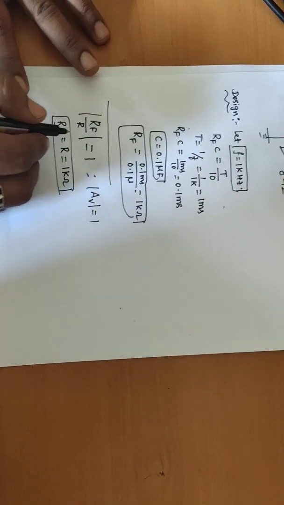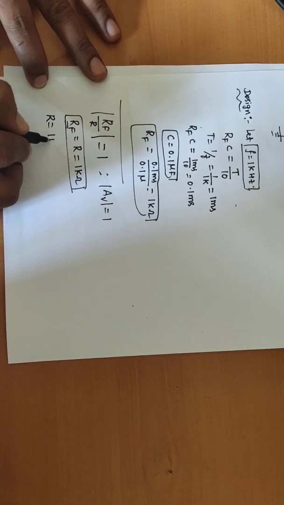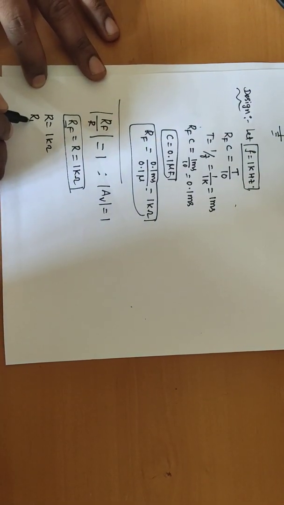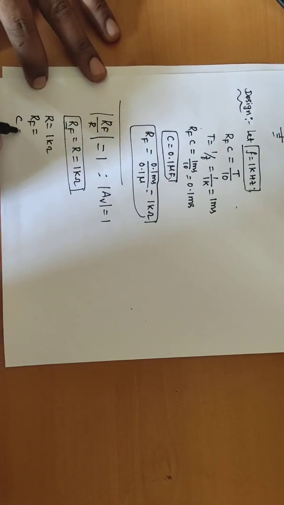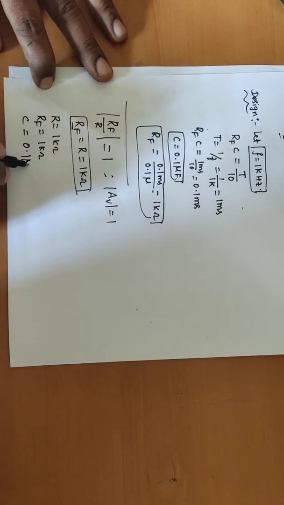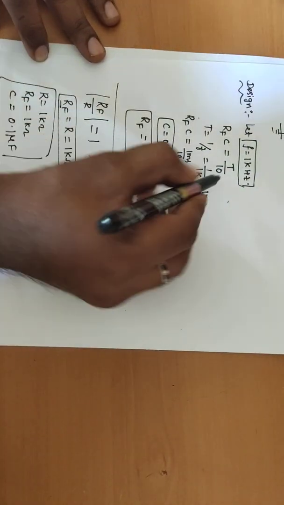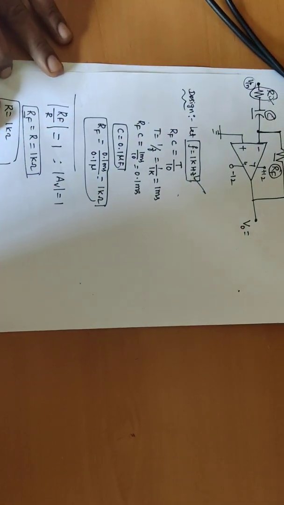Therefore, the design parameters of the differentiator circuit are R equal to 1 kilo ohm, and the main elements for the differentiator, that is RF and C, these two values are 1 kilo ohm and 0.1 microfarads respectively. So these are the design parameters. This design is for the input signal frequency of 1 kilohertz.